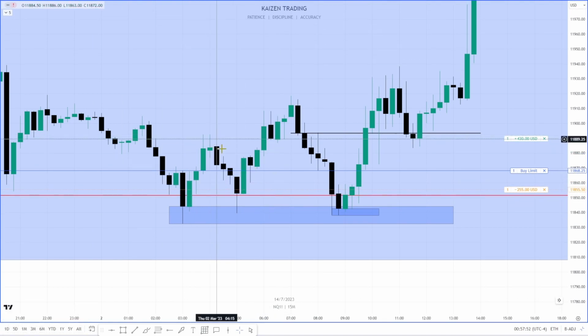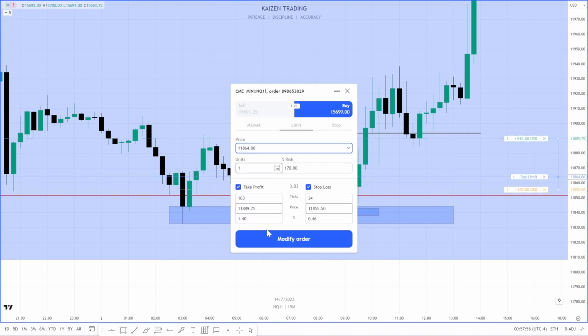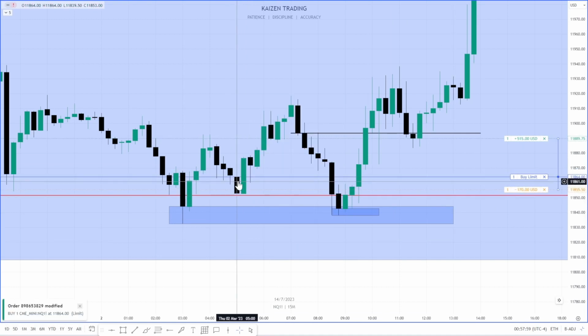Okay, you have equal highs placed right here. Here's another order block. As soon as price drives above this, we're going to place an order right on top of here. And we're going to place our stop loss just below mean threshold. Okay, 150, 130, we're risking.